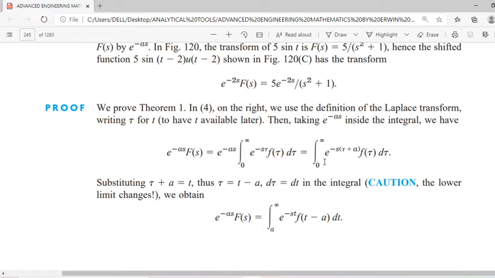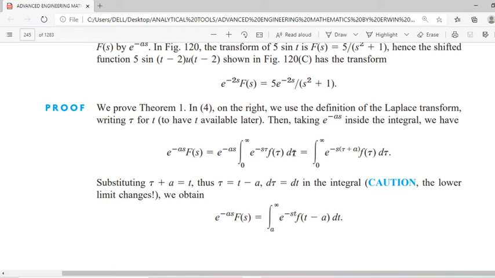So let us take e raised to minus a s into F of s. By definition, it is e raised to minus a s into the integral from 0 to infinity of e raised to minus s tau into f of tau d tau. You can take that inside, so that is the integral from 0 to infinity of e raised to minus s into (tau plus a) into f of tau d tau. Substituting tau plus a equal to t, then tau is equal to t minus a, and d tau is equal to dt.